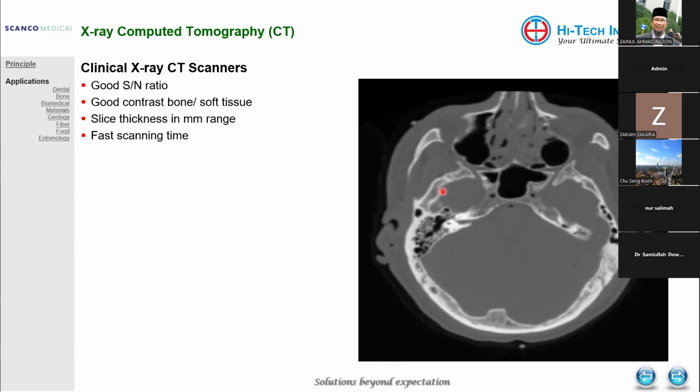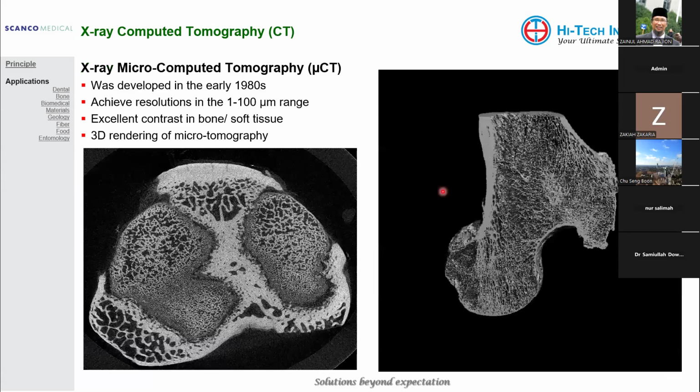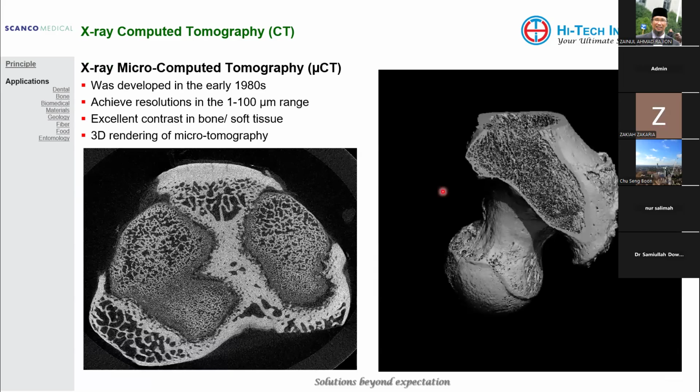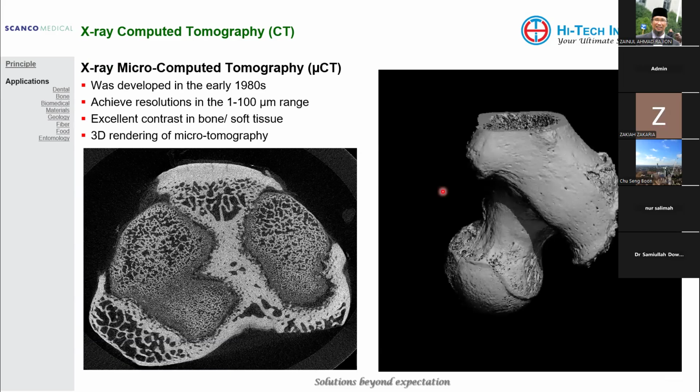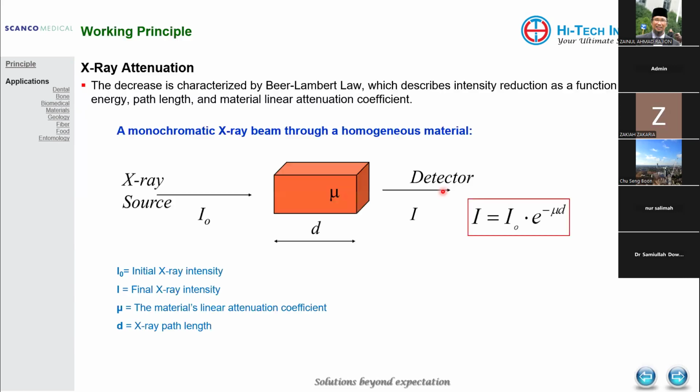Compared to that, ex vivo, or what we call MicroCT, especially for non-living samples, normally comes with a very good resolution, up to a submicron level, like what you can see here. The principle of MicroCT is very straightforward.